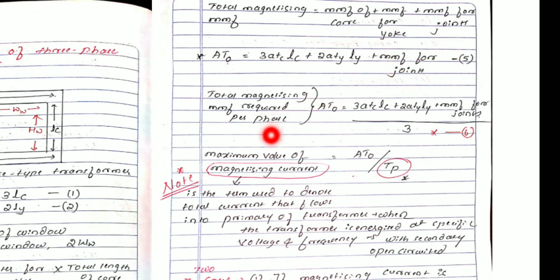Okay, so next, this is the total magnetizing MMF in the case of a three-phase transformer that we are doing here. Per phase, if you take it, this AT0 will be equal to 3 ATC LC plus 280 Ly plus the MMF for joints, divided by 3, because now I am considering it per phase. Getting my point? Hope all of you are getting it.